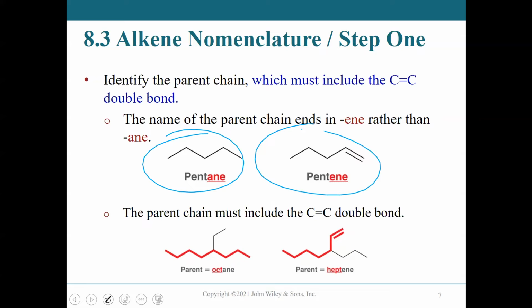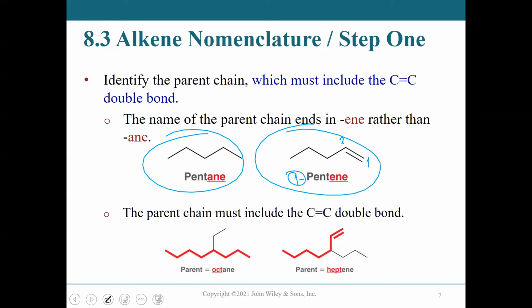Pentane, pentene. Do I have to use any numbering? No, in this case, I don't need to number it. Why? Because the alkene starts at carbon number 1. So if you don't see any number here, you can assume that it is supposed to be 1-pentene. Now, for alkenes, you might think, oh, the alkene is between carbon number 1 and 2. Do I have to say 1, 2? No, you don't need to say 1, 2.